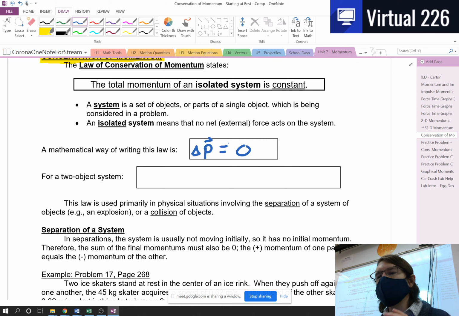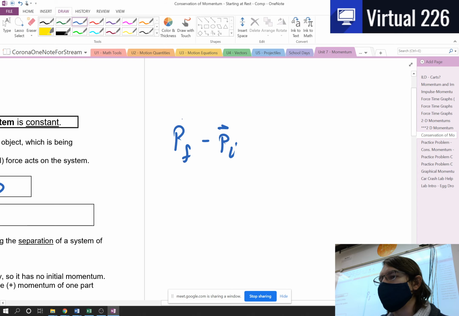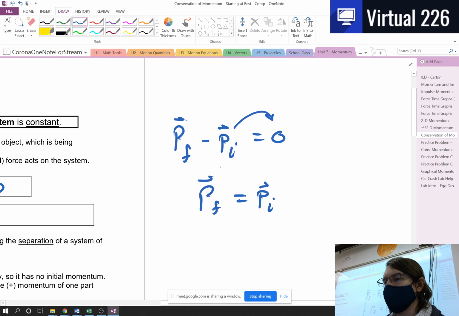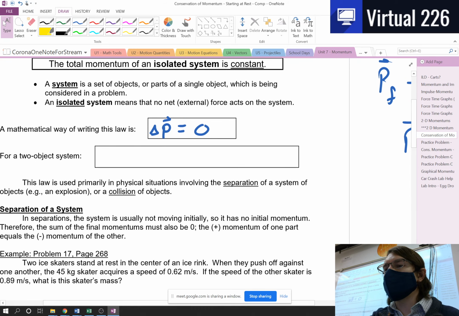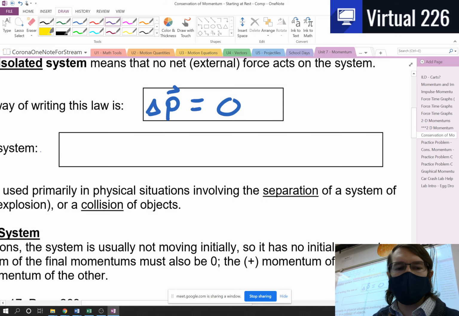So if we did this for a 2-object system, we can actually expand this delta P equals 0 into the following. And you don't have to write this immediately, but as a little sidebar, remember, a delta P represents a final minus an initial momentum. That is what delta P represents. So what we can actually say here is if we move the initial momentum to the other side, we can say that the final equals the initial, or if we flip-flop them, we could say that the initial equals the final. So for a 2-object system, or a 2-body system as we sometimes call them, we can write this.